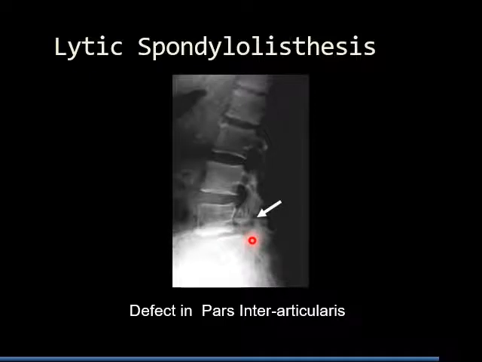And here we should tell which type of spondylolisthesis is present. Is it lytic type, in which there is defect in the pars interarticularis, or degenerative, in which there is osteoarthrosis of the facet joint? Okay, this is the pars interarticularis, very nicely seen, and here it is interrupted. So this is a lytic spondylolisthesis.